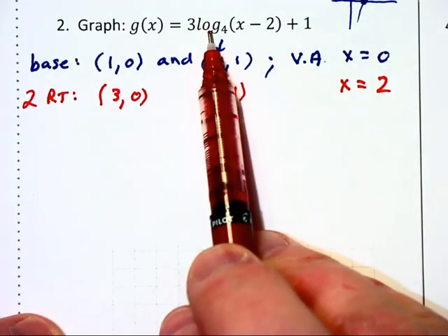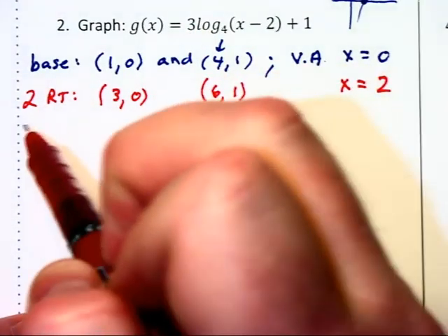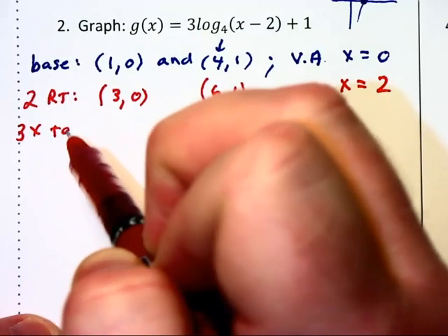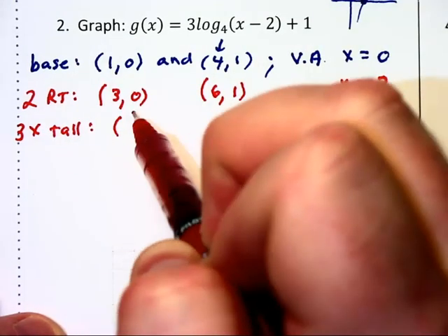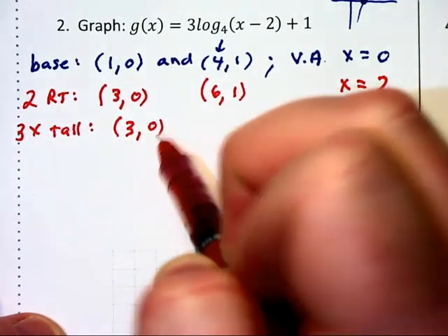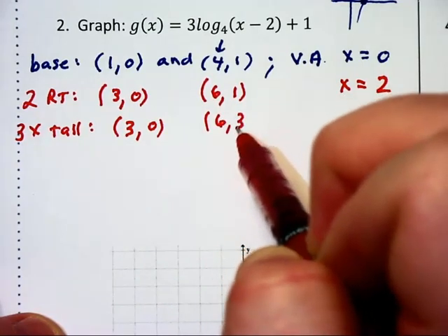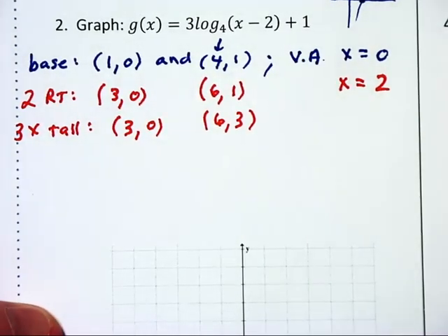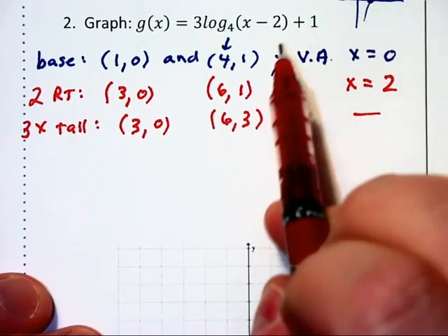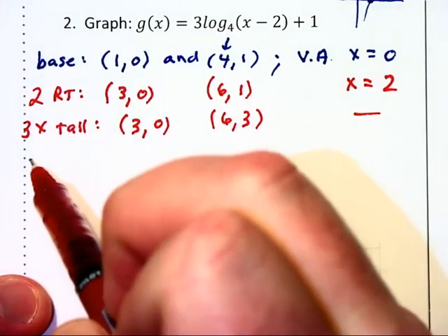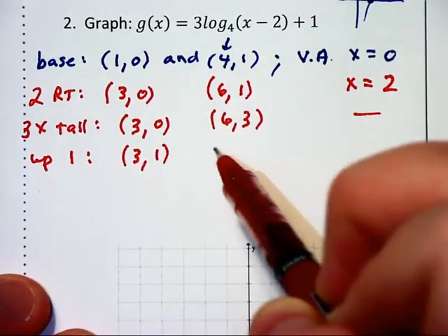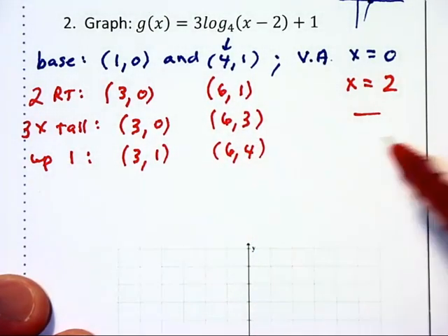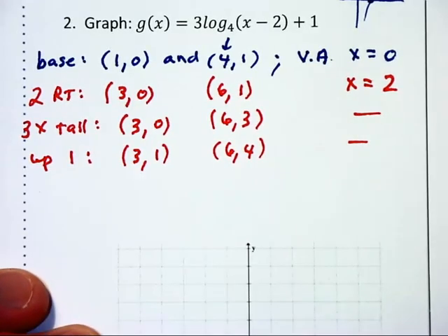After we've done that, we're going to take our logarithm and make it 3 times taller. So I'm going to write 3x tall, 3 times taller. We're going to take our y values and multiply by 3. 0 times 3 is still 0, so we still have 3 comma 0. This next one becomes 6 comma 3 because 1 times 3 is 3. Now that is not going to have an effect on the location of the vertical asymptote. We then look at that plus 1 at the end of the equation, which tells us we're going to be moving this up 1. And so our key points will be at 3 comma 1 and 6 comma 4, and that will have no impact on our vertical asymptote either.